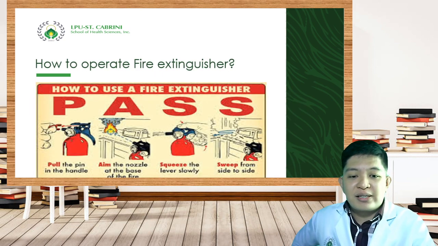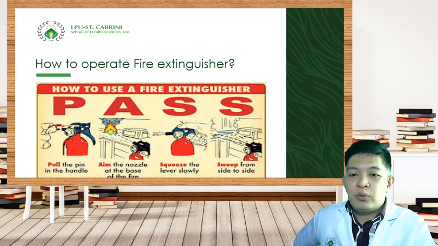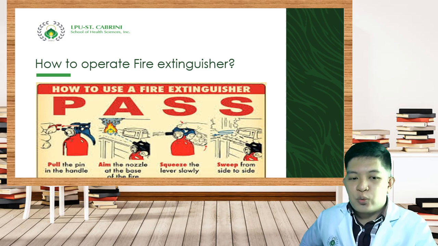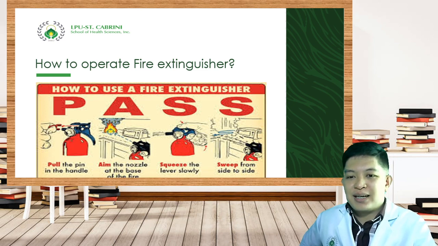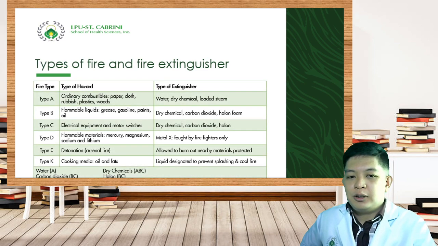Now, how to operate fire extinguisher? Yung pong mnemonic na PASS. Pull the pin, aim the nozzle, squeeze the lever, and sweep side by side. These are the types of fire and the fire extinguisher.